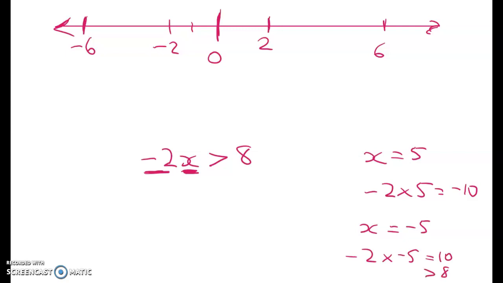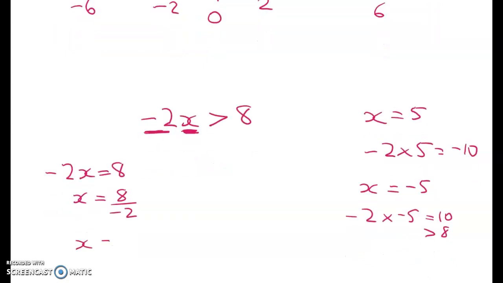But we don't want to do that every time we have a linear inequation. Instead, what we want to do is the same thing to both sides. So if we had -2x equals 8, all we would do to solve that is to divide both sides by -2. And we'd have 8 over -2. And we'd simplify that to get x is equal to -4. So -4 is still important when we've got the inequation.